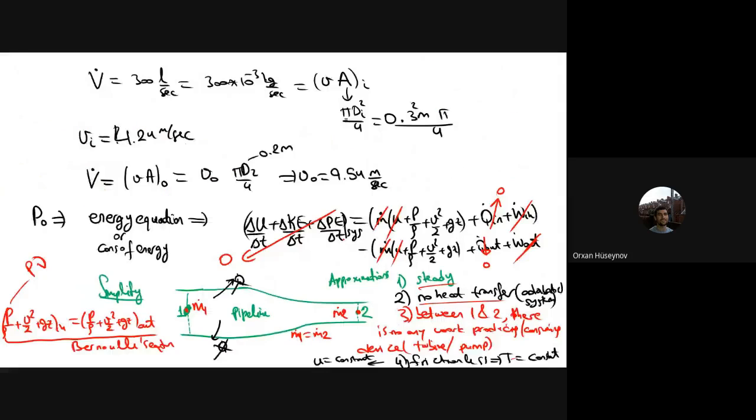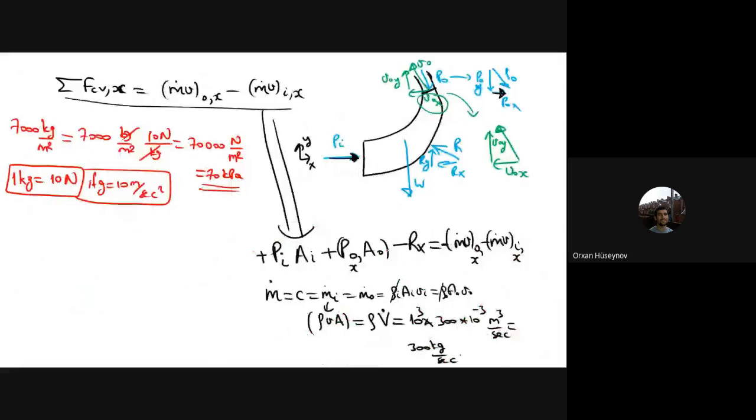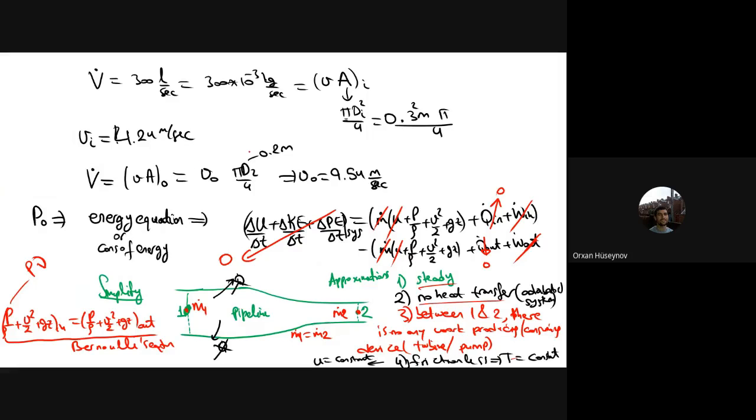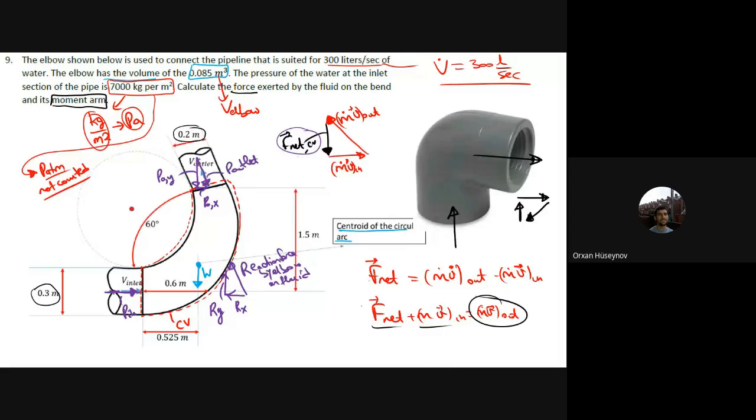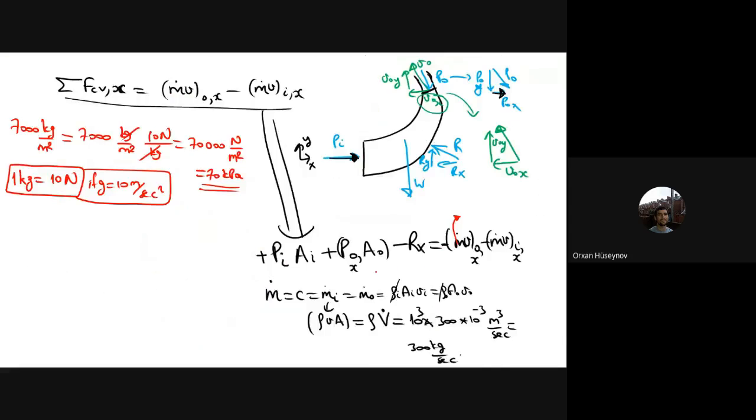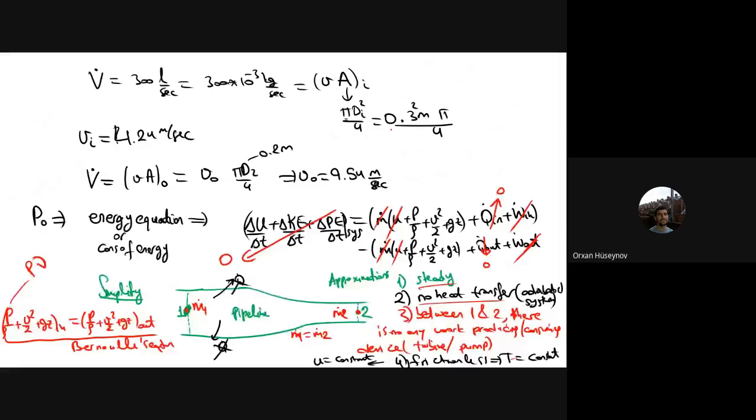Okay, so let me see what we have and what we don't know. Firstly, we know the mass flow rate. We have found it yesterday. Let me see where it was. The mass flow rate, yes, it is here, which is 300 kilograms per second. And the velocity at outlet, we have found it yesterday.